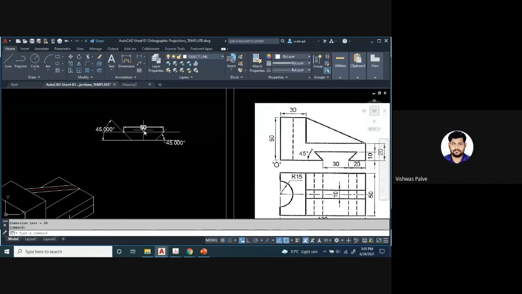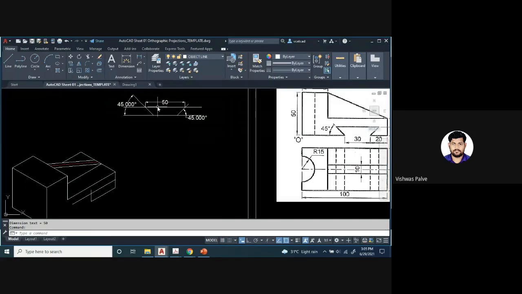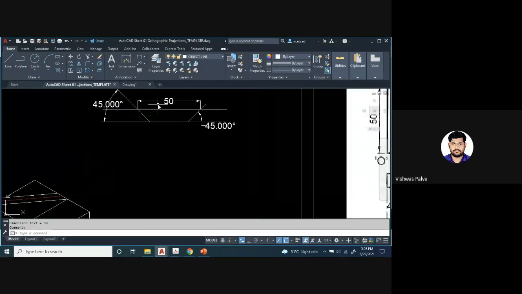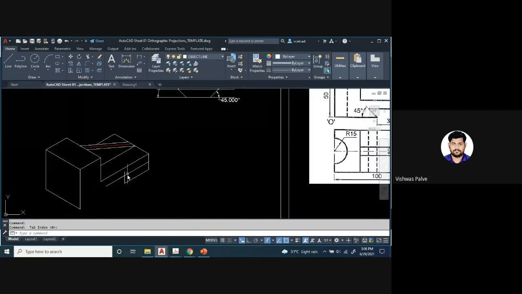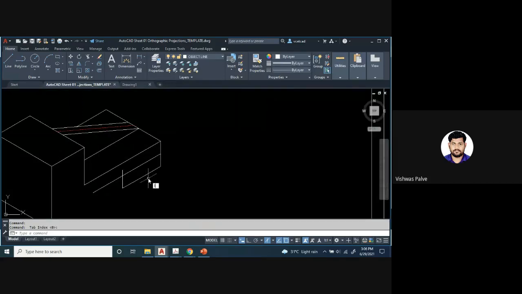Okay. So we got that distance, 50. I have drawn it in the normal plane and calculated that distance as 50 millimeter. Now again, we'll switch ourselves to isometric mode. Done. Now you can take this distance. How much is the horizontal distance? F8 should be on first of all. Then this distance is how much?